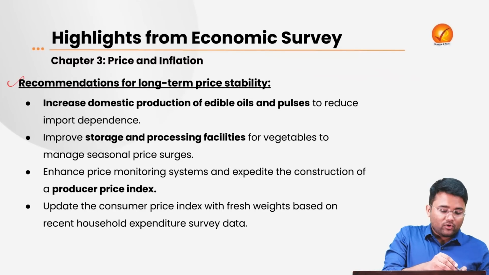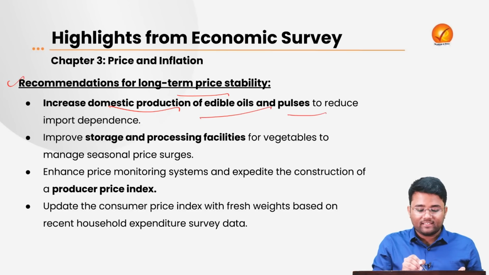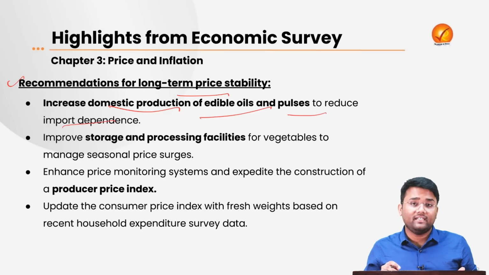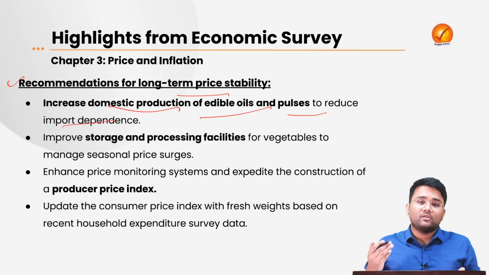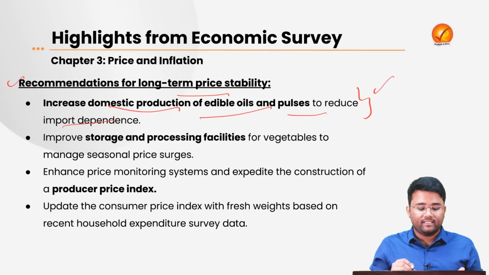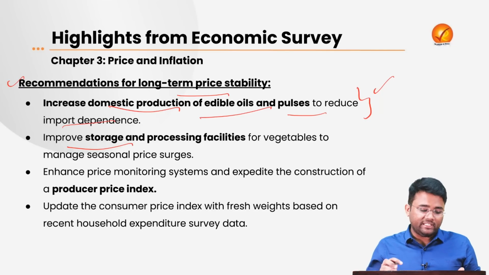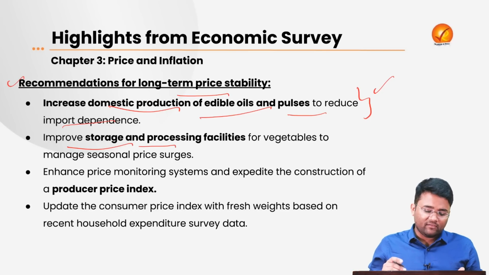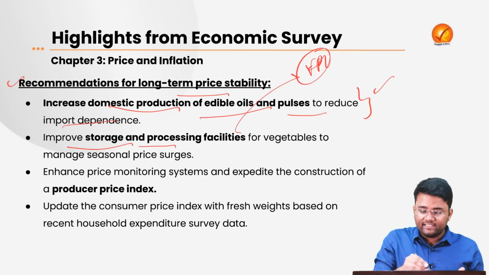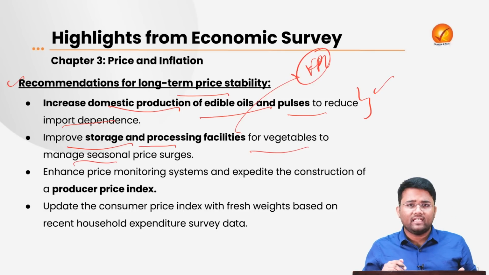Then the recommendation for long-term price stability is to increase the domestic production of edible oils and pulses to reduce the import dependence. India is one of the highest importers of edible oils and pulses, and despite having a good amount of production, we are still importing. So we need to be self-sufficient here. Then we also need to invest in developing proper storage capacities, and improve the storage and processing facilities. The food processing sector needs to be made more robust, especially for horticulture products and perishable items.